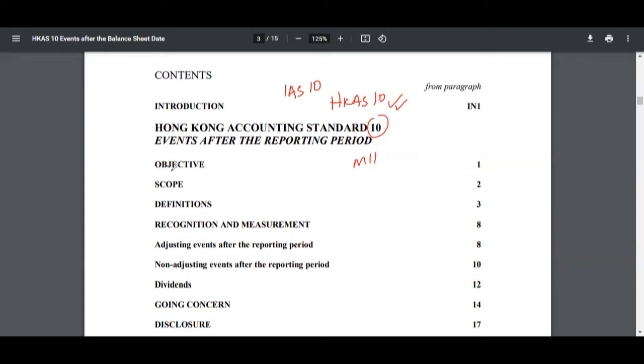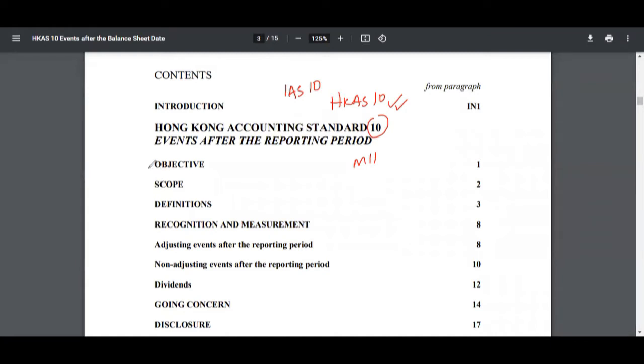I will put up the link in the description box where I got this Hong Kong Standard 10. It's publicly available, so you don't need to pay for it or anything like that. It's easily accessible. You can also study the same material from your learning packs or any other source. But let's dive into the video and talk about what it will cover.